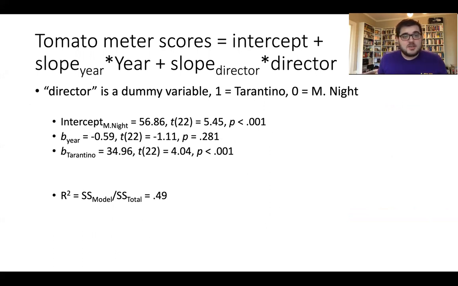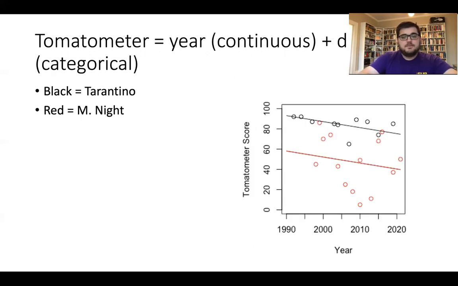Like I said at the beginning, there's an added benefit to using a regression approach compared to being stuck with ANOVAs and regressions that only have one continuous independent variable. And one of those benefits is you can have basically two regression lines in the same model.